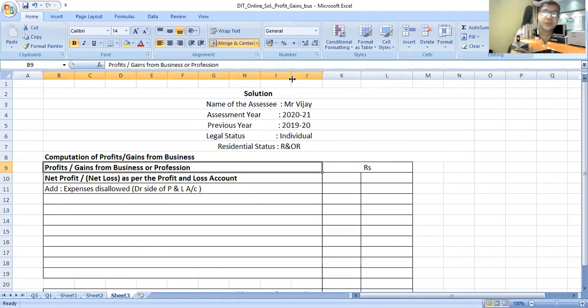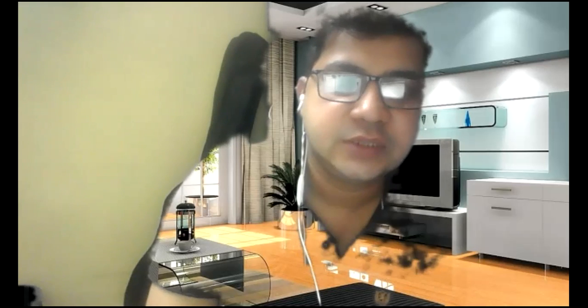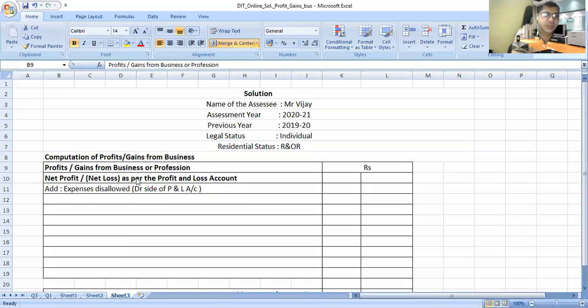If you see our problem, they have provided the net profit value, rupees 20,000. The same value we have to consider here, rupees 20,000. So we will write here net profit as per profit and loss account. Directly we put in the outer column 20,000. Net profit we wrote here. Now we will discuss the debit side items one by one, what kinds of items are there and how we will treat them.